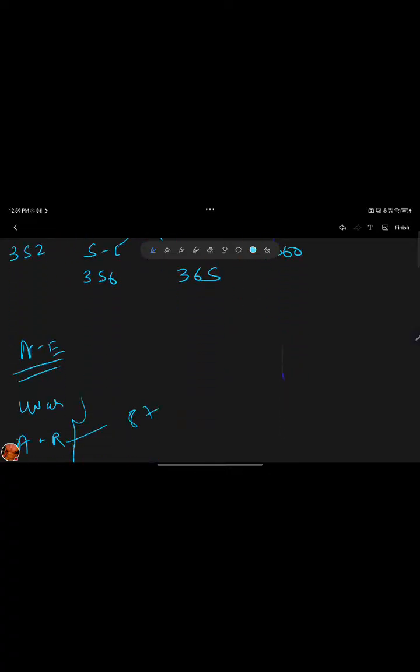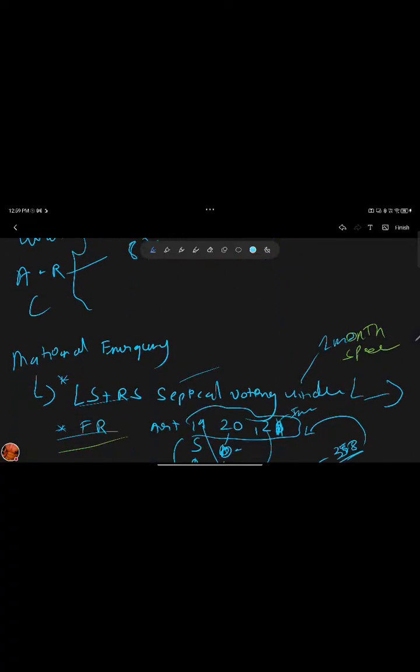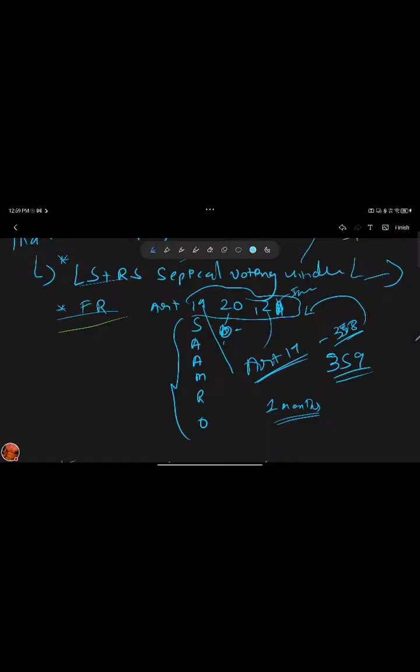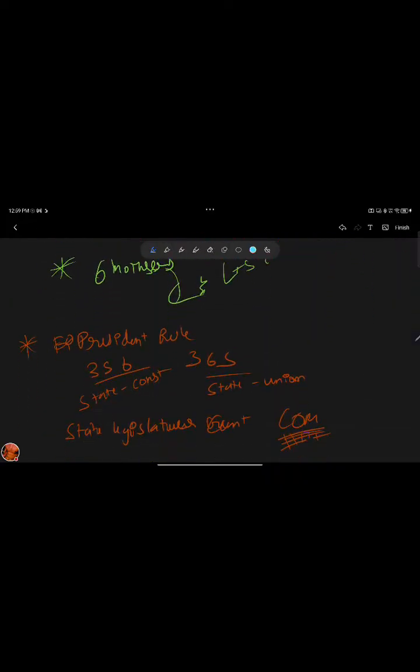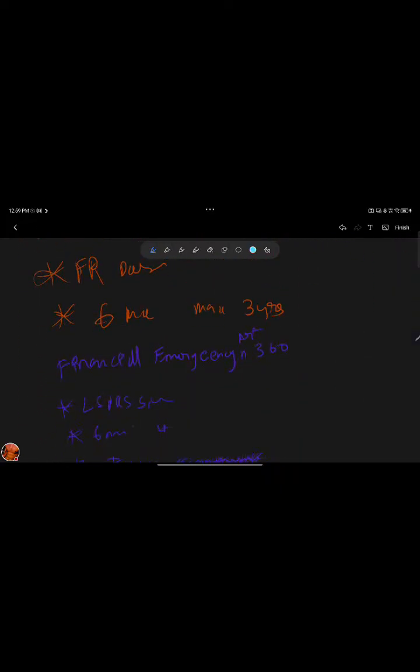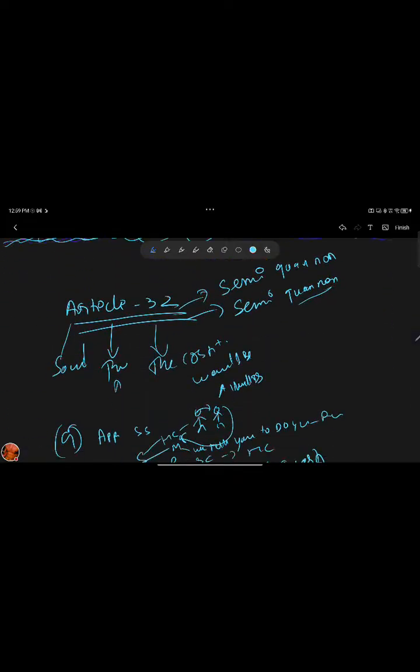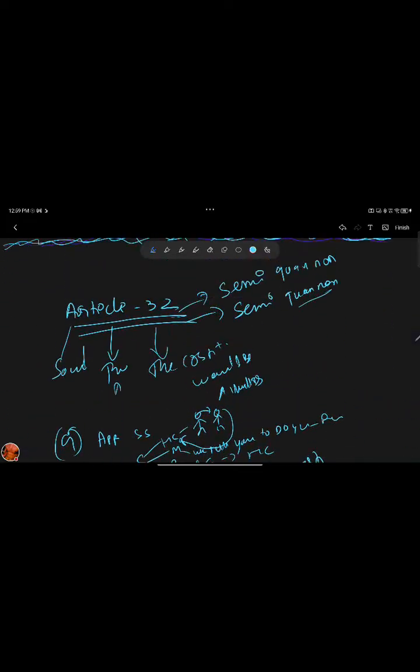And there is emergency there. I talked about national emergency, Article 352, financial emergency, Article 360, President's rule, Article 356 and 365. Then I talked a little bit about Article 32, sine qua non. This is a permanent body, and the sine qua non, yeah.